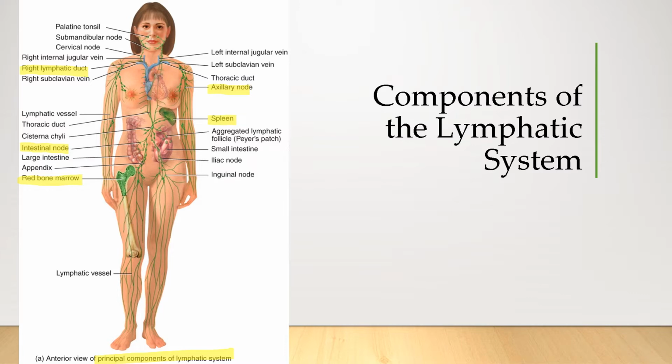Now I said that lymphatic tissue is this connective tissue that contains large numbers of lymphocytes. Now there are two types of lymphocytes that participate in this adaptive immune response. These are going to be B cells and T cells.